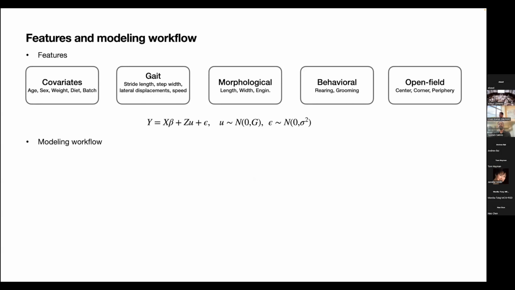Before we can take these features and predict the frailty, we want to adjust the frailty, which is denoted by Y here, for these covariates. So X denotes the fixed effects, and Z denotes the random effects. We treated age, sex, and weight as fixed effects, and diet and batches as random effects. The betas and the U's are the unknowns, and we estimated them from the linear mixed model, and we adjusted the frailty index for these particular effects.